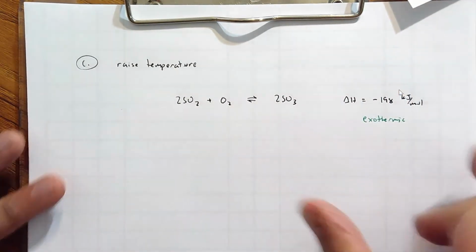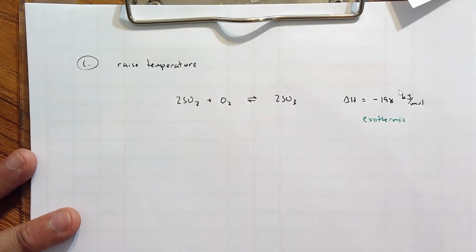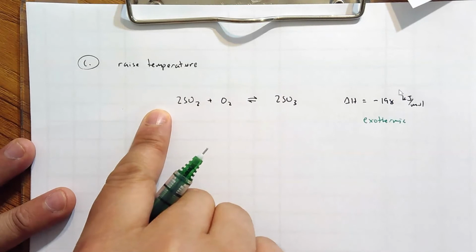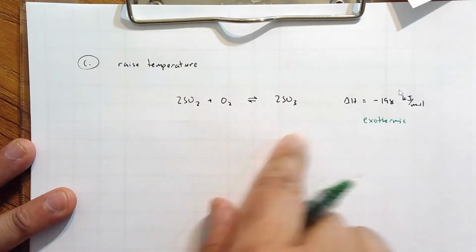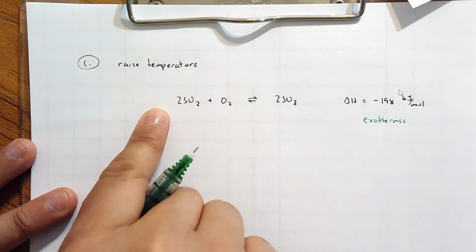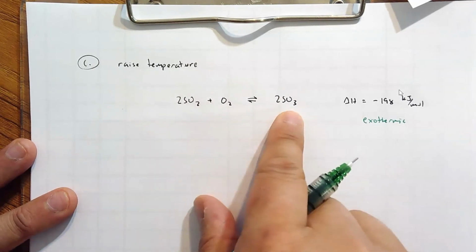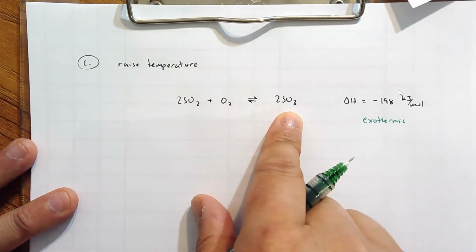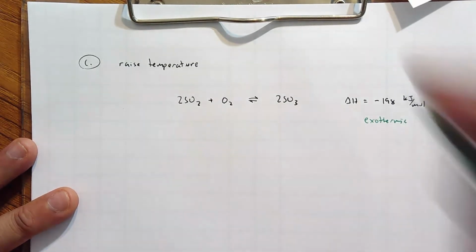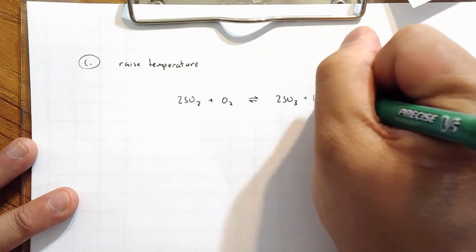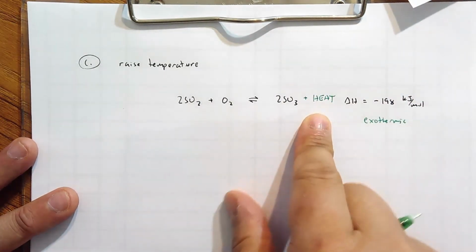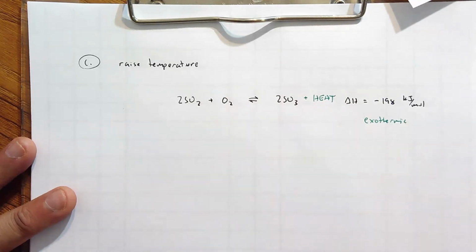So literally, I'm going to put the word heat. But where do I put the word heat? Do I put it as a so-called reactant on the left? Or do I put it as a so-called product on the right? It's giving off heat. It's negative. I'm going to put heat right here. H-E-A-T. So I'm thinking about it as a product.